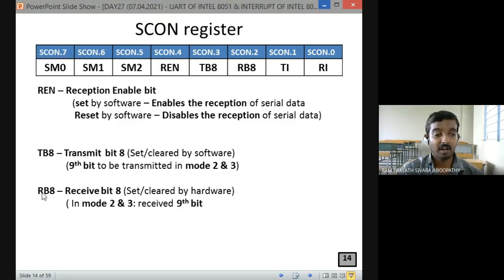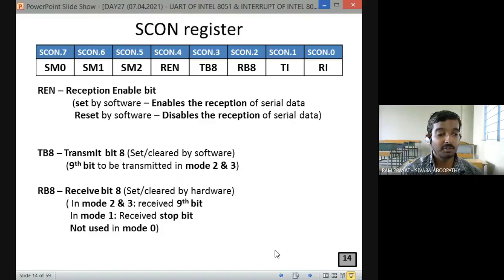Whereas RB8 is, for mode 2 and 3, the 9th bit received. For mode 1, it is going to be considered as a stop bit. That's it. For mode 0, it is not used. So that's all about TB8 and RB8.